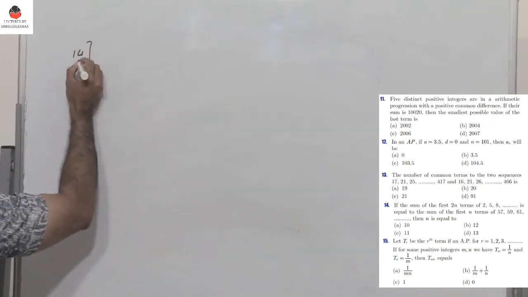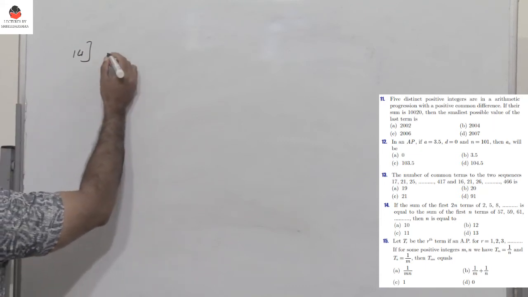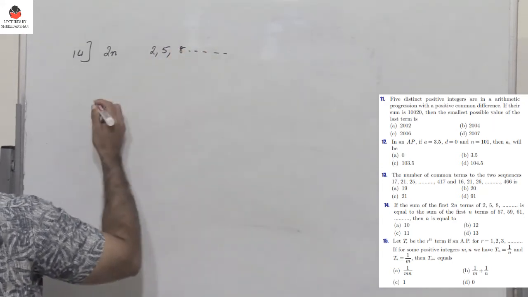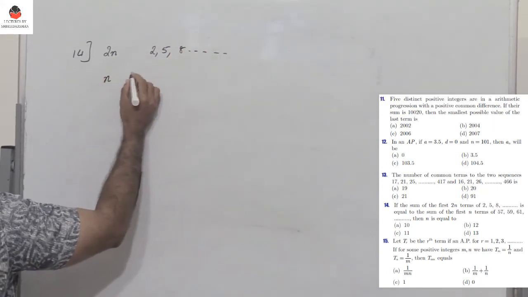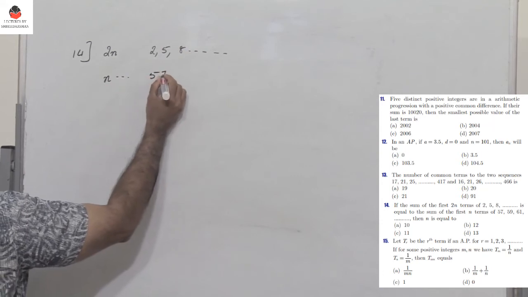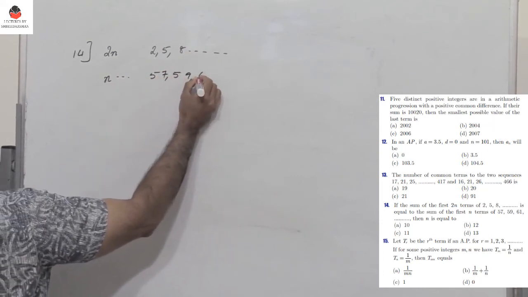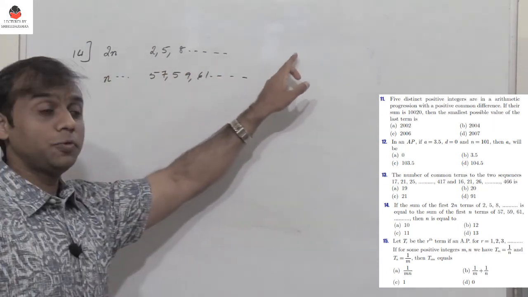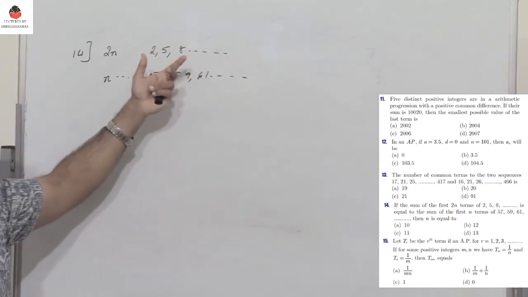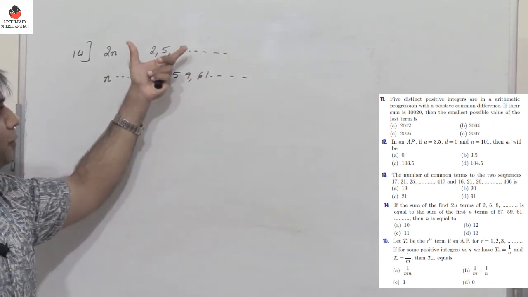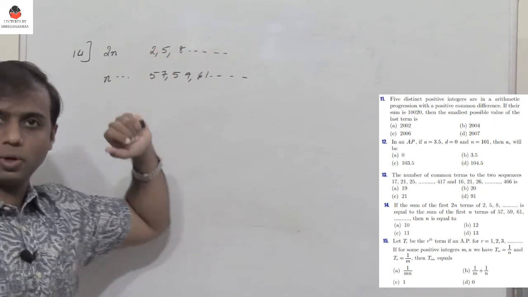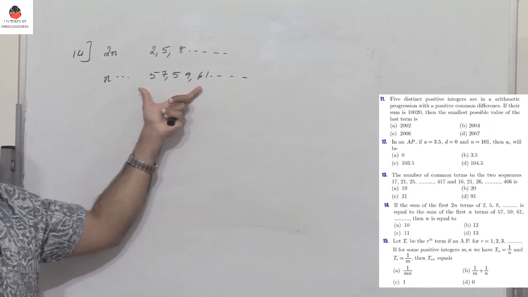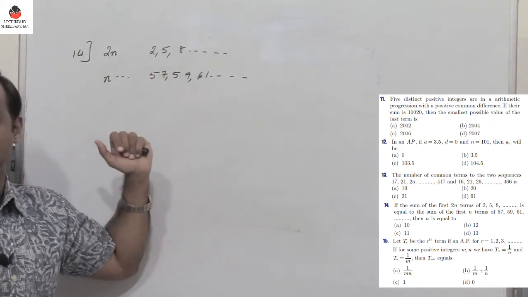14th one, the sum of first 2n terms of the arithmetic progression 2, 5, 8 is equal to the sum of first n terms of the arithmetic progression 57, 59, 61, and so on. So what has been given? So here, if I find the sum of 2n terms, now for example, let us assume that n is 10. So if I take the sum of 20 terms of this arithmetic progression, and then if I take the sum of 10 terms of this arithmetic progression, they would be equal.